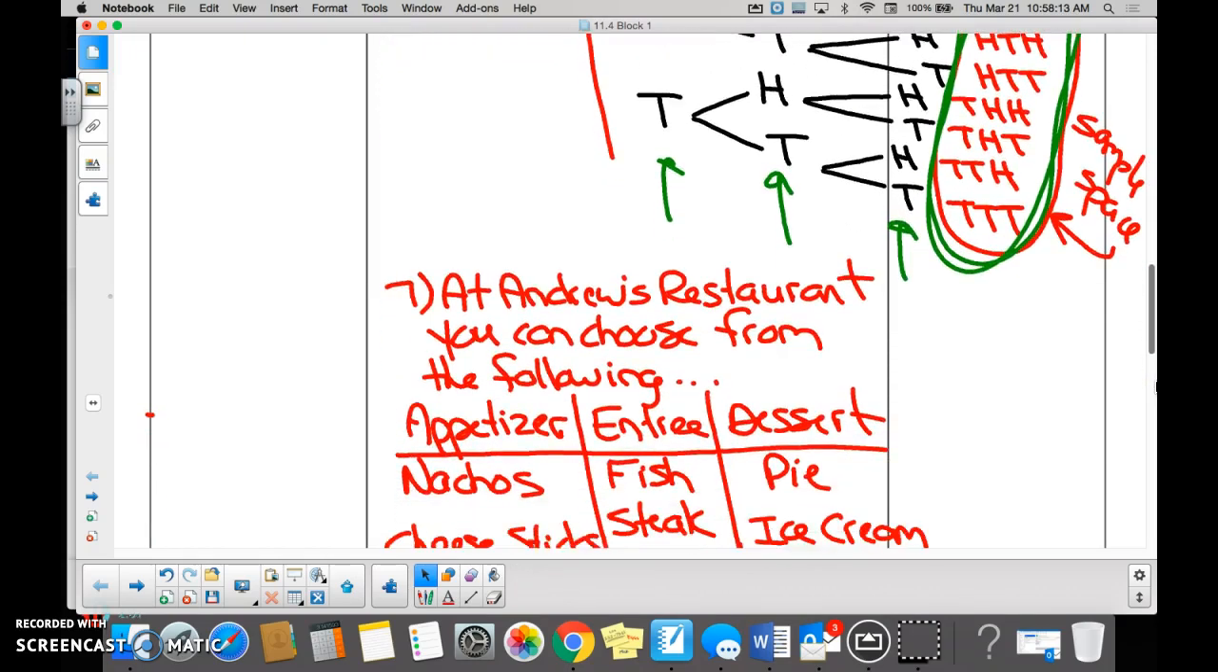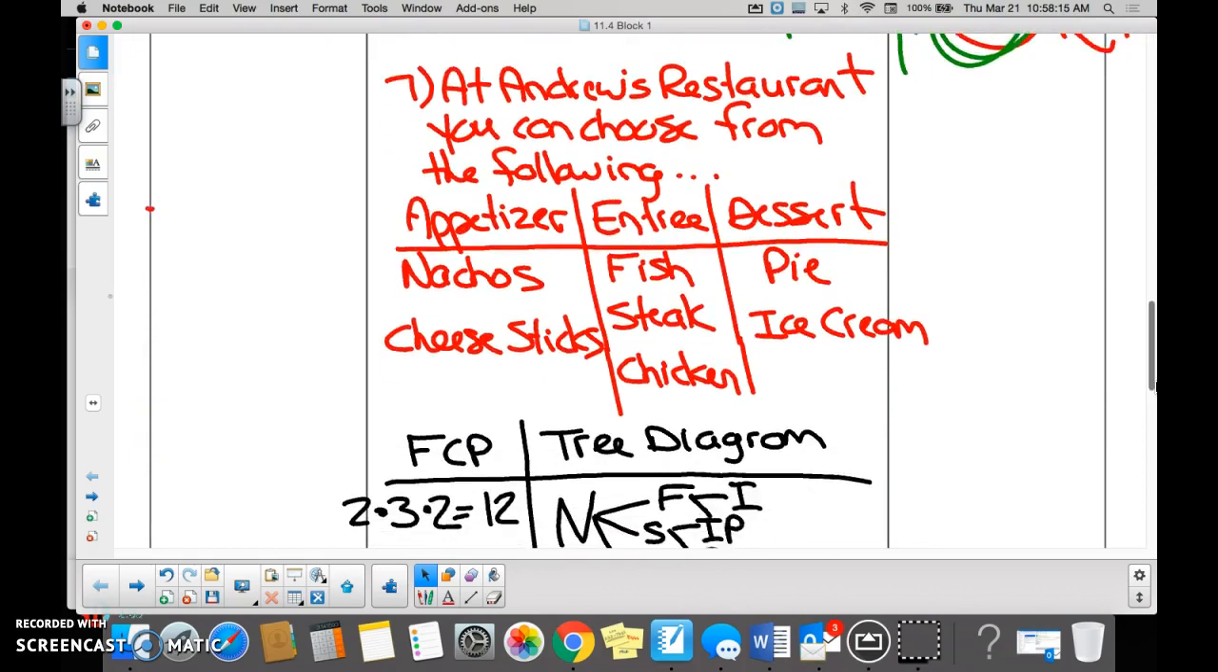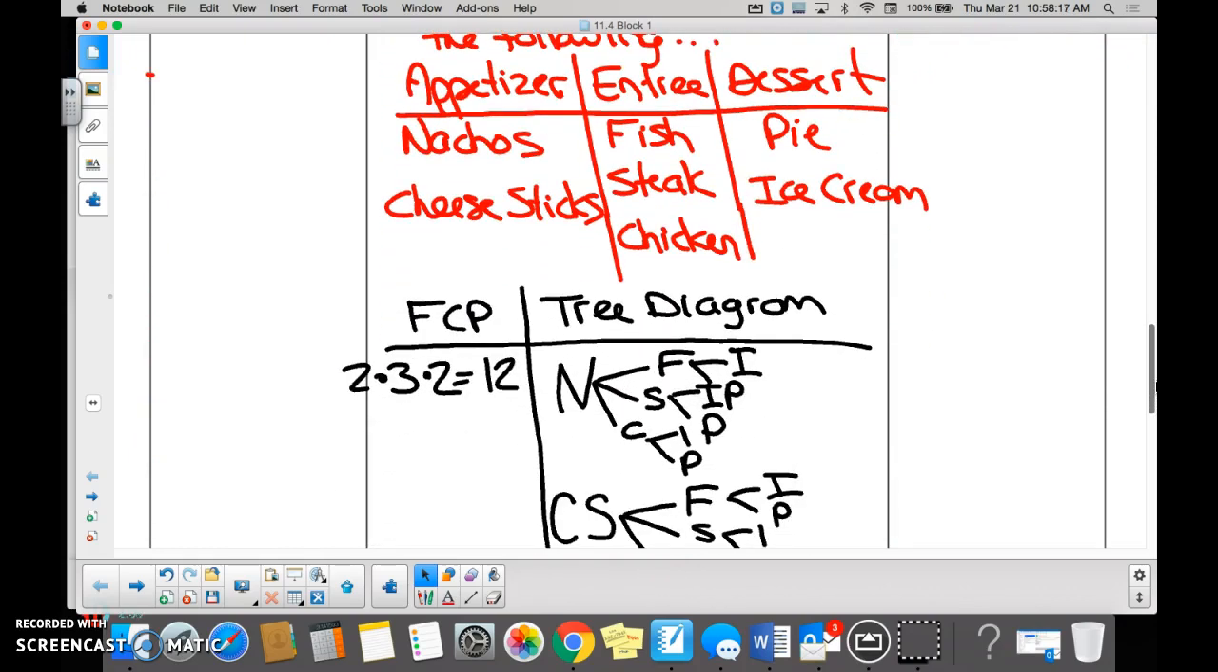It's more realistic down here at Andrew's Restaurant. I think this will probably help you the most. Andrew's Restaurant offers appetizers, entrees, and desserts. 2 appetizers, 3 entrees, and 2 desserts. If I simply want to know the number of possible menu items, I would use what? FCP. Because there are 2 appetizers, and 3 entrees, and 2 desserts, I just multiply them together and there are 12, right?